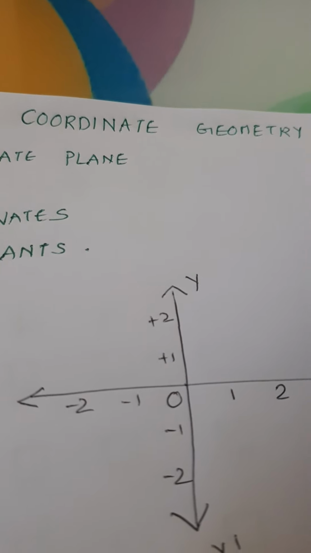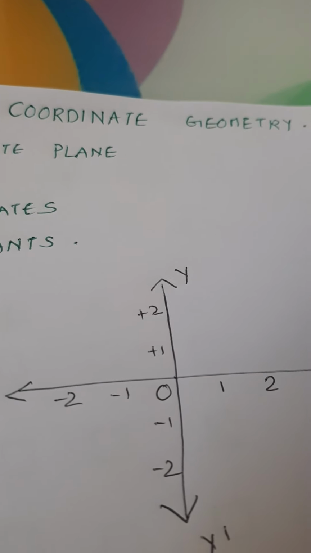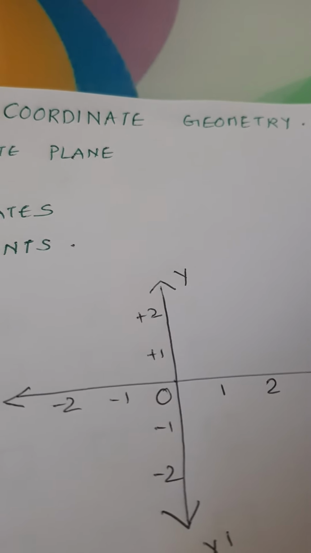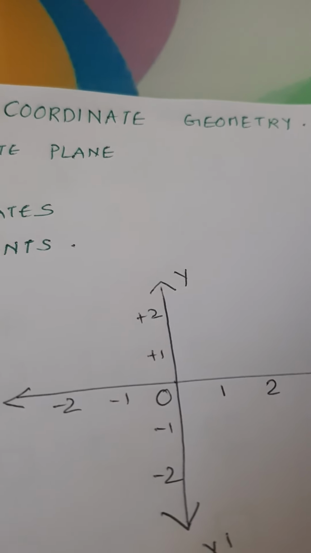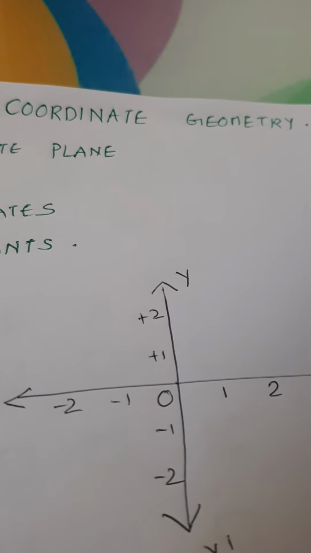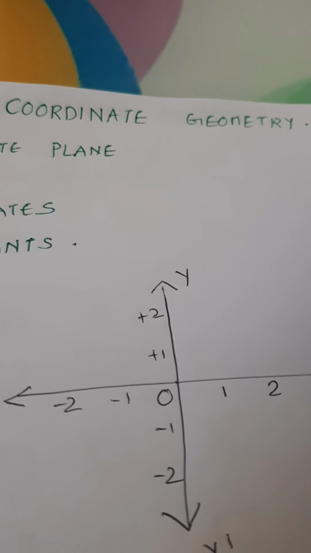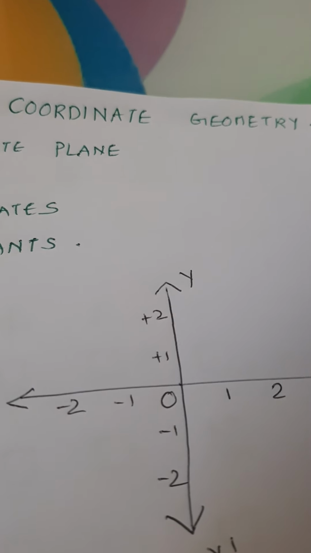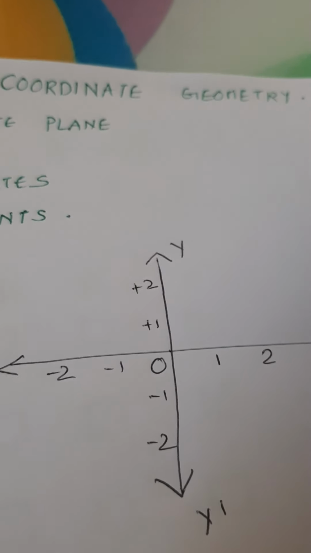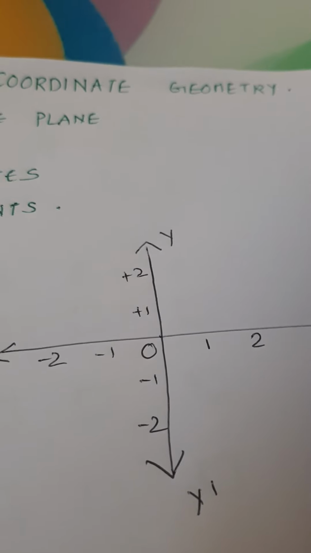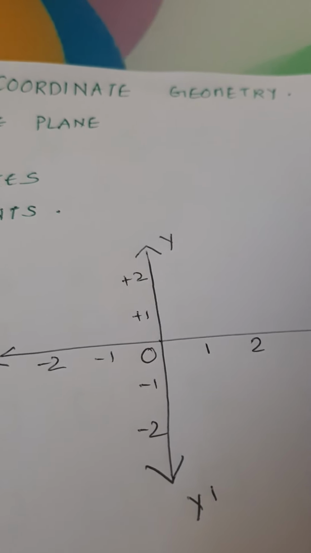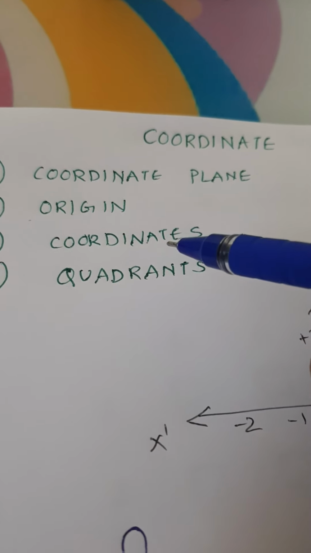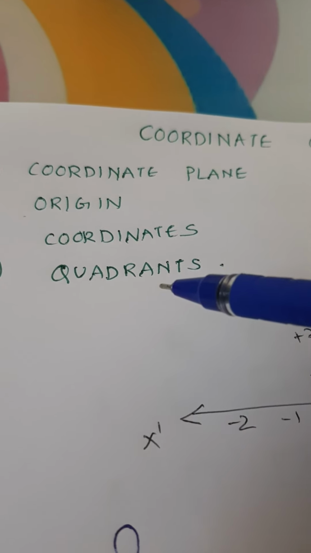Hi friends, in the last video we had gone through the basics of coordinate geometry, which is also known as Cartesian geometry. In this video I have tried to include some of the details as to how to identify the coordinates of the points as well as how to plot points on the coordinate plane. So first of all, let's recall some of the basic definitions that we had already seen in the last video, like coordinate plane, origin, what are the coordinates and what are the different quadrants.